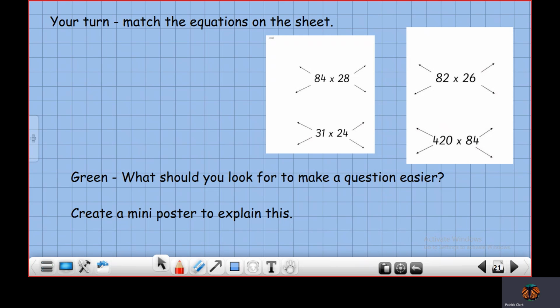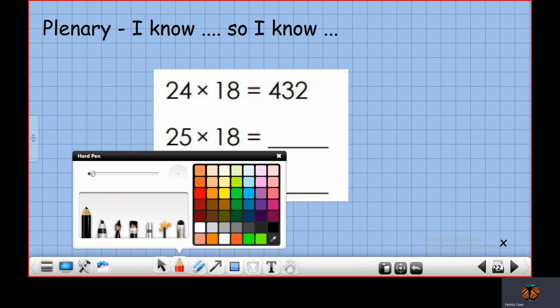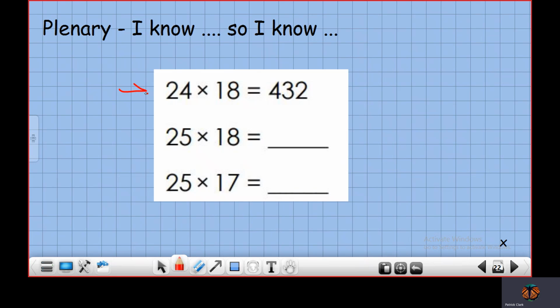Okay, if you're back with us, we're going to move on to a plenary. I hope you had a good time doing that sheet, something a bit different and lots of creative maths there. Let's have a look at this all together. If we have here 24 times 18 equals 432, just a known number fact they've given us.